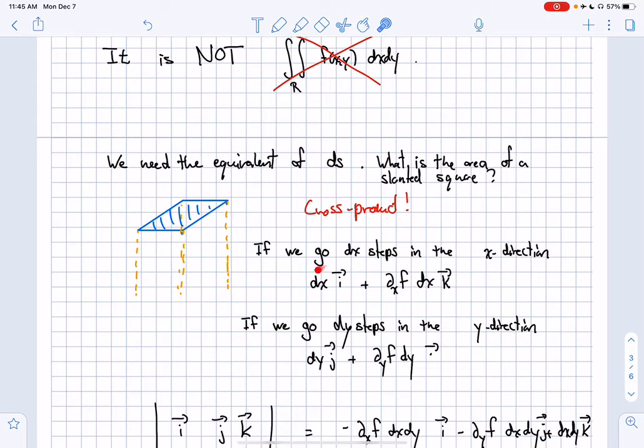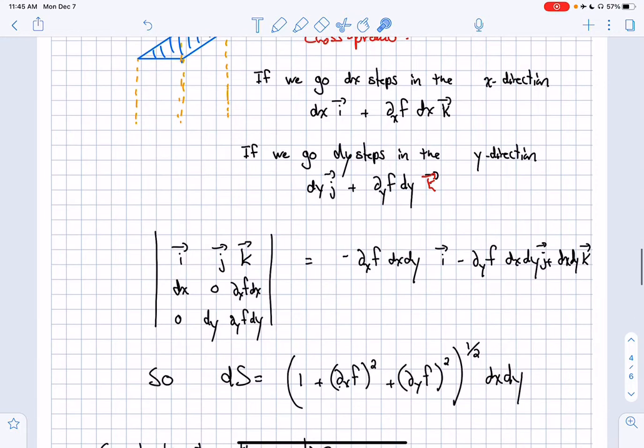Okay, so that gives me the slope of that element dS, but in the x direction. Now I want that vector also in the y direction, so it's similar, and here it should be k. All right? And now what I have to do is the cross product between these two vectors. So this is what I do here. And what you get is this vector: minus ∂xf dx dy, minus ∂yf dx dy, dx dy. And the area of the parallelogram is the norm of that vector.